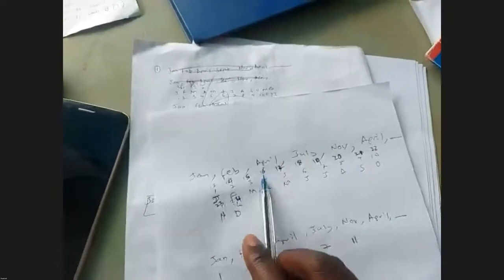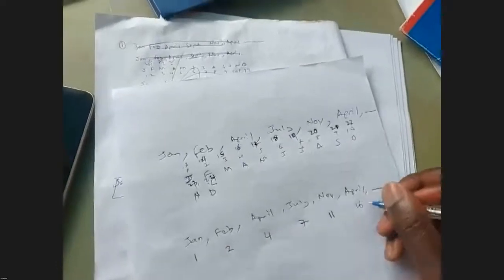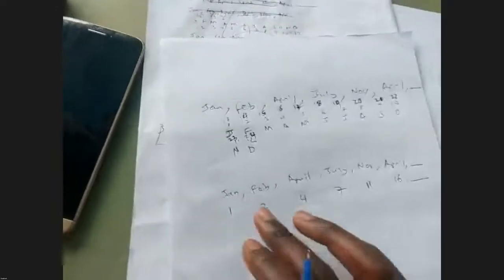So it's 13, 14, 15, 16, 17, 18, 19, 20, 21, 22, 23, 24. So if you go to the next year, April will be 16. What is next? So now these are the number series.